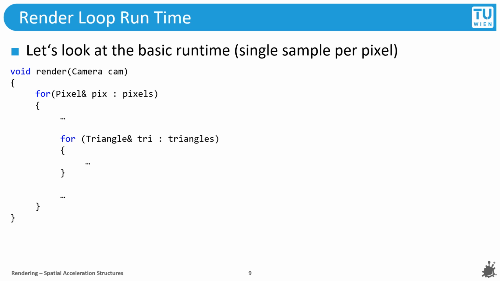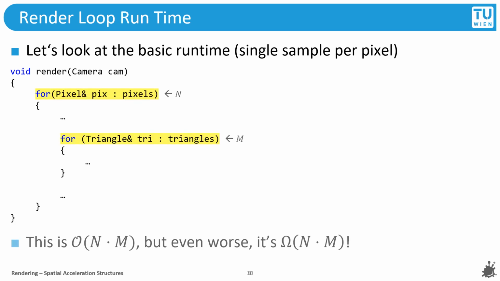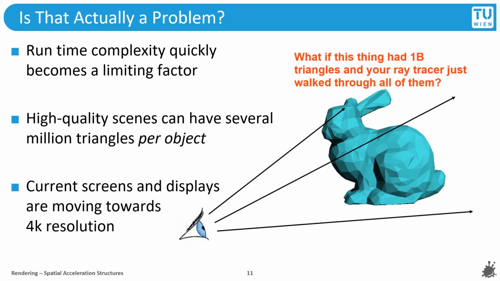If we look at the skeleton of that function, we see that there are two nested for loops. And if we attribute a variable, for instance, n to the number of pixels and m to the number of triangles, to how many times each of these loops will be iterated, then we find the runtime complexity is O(n times m), but it's even worse because that's not even the worst case. That's just the usual case for this program. It will always have a runtime of n times m. And a justified question would be, is that actually a problem?